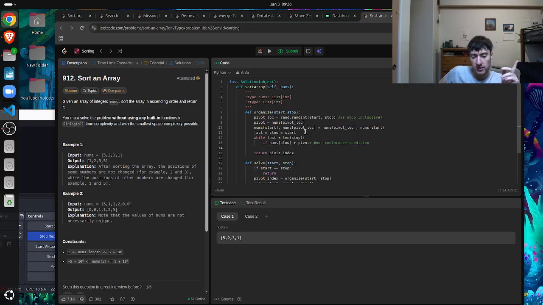But what if the case that it is conforming? Let's say it is conforming. I want both of them to move over by 1. So let me say maybe conforming condition would be the slow is actually less than the pivot. So that means we're good. So slow can move over by 1, plus equals 1. And fast can also move over by 1.